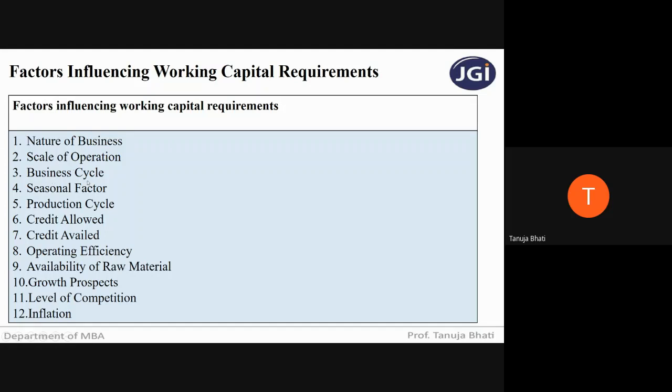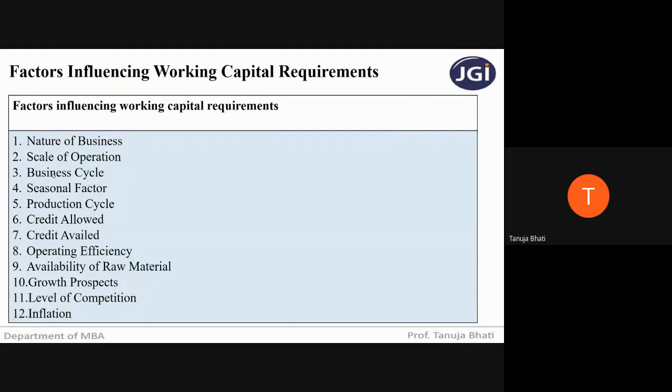Next, business cycle. As we know, students, working capital is affected in every stage of business cycle. What happens if for a business it is a boom period? The demand of the product will increase. With the demand of the product increasing, the sales also will increase. Therefore, more working capital is required. On the contrary, if it is not a boom period, that is, if there is a depression period for the business, suppose the demand is going down, the sales also will be affected, the production also will be affected. Therefore, in such situation, less working capital is required.